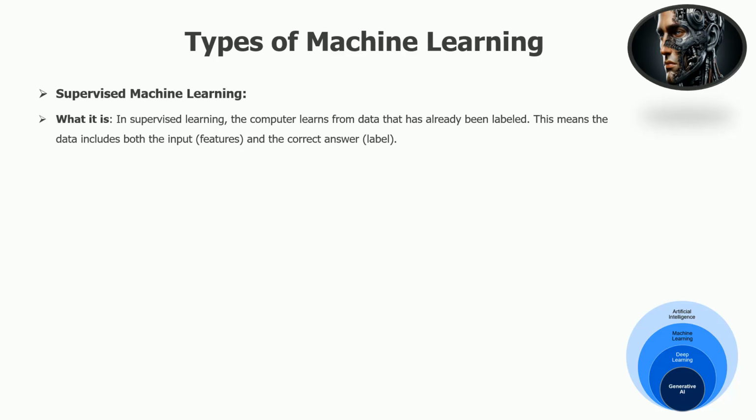In supervised learning, the computer learns from data that has already been labeled. This means the data includes both the input features and the correct answer, that is, the label. So first of all, we need to understand what input features and labels are. So let me take an example. Suppose I have a model and I want to train my model. So what is my requirement?